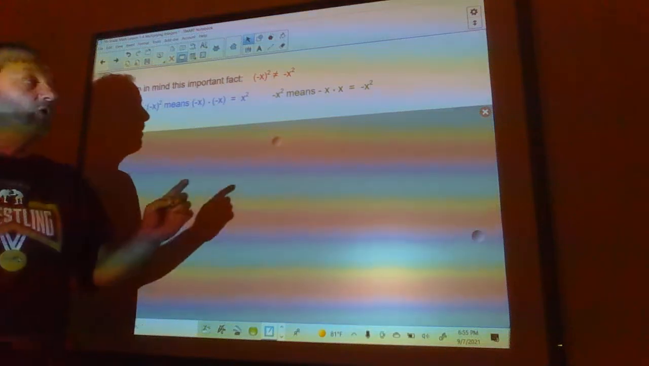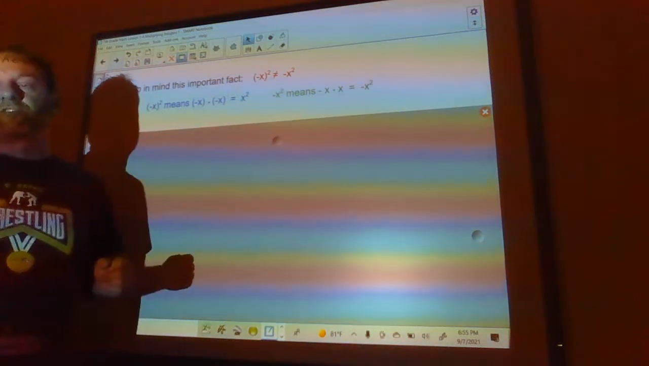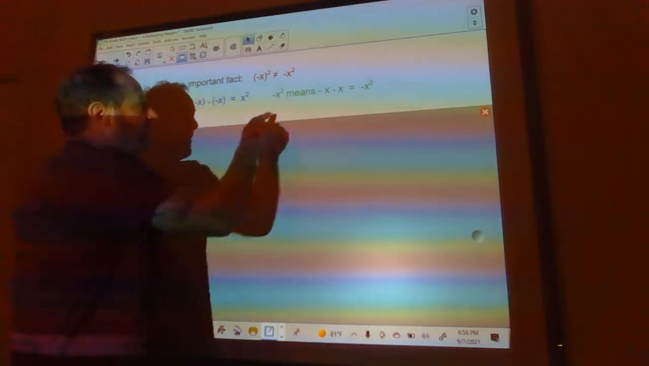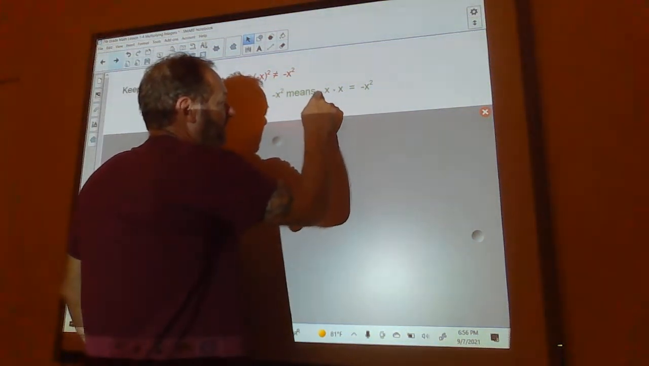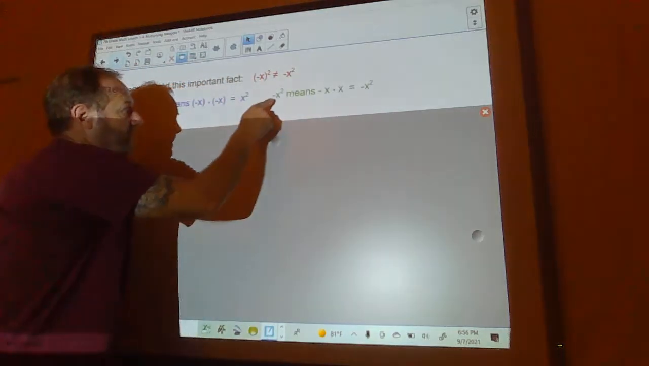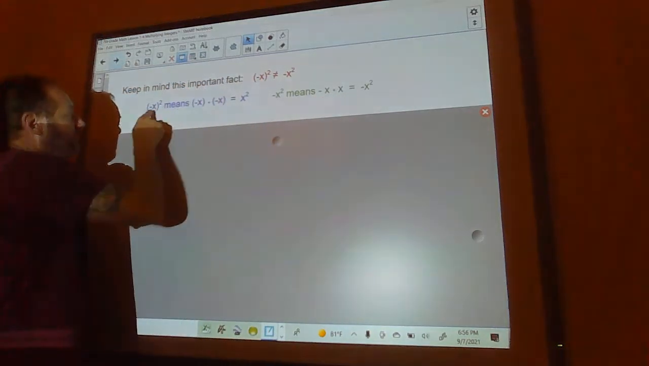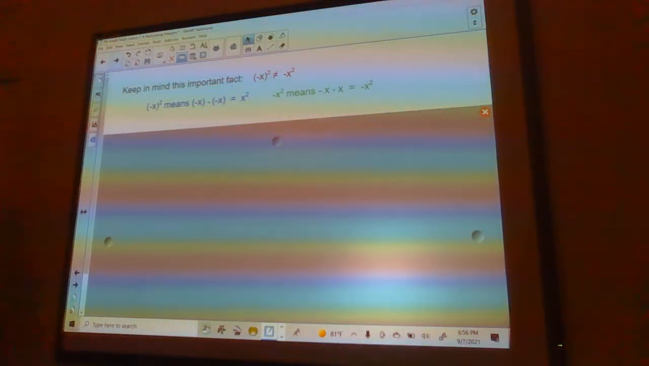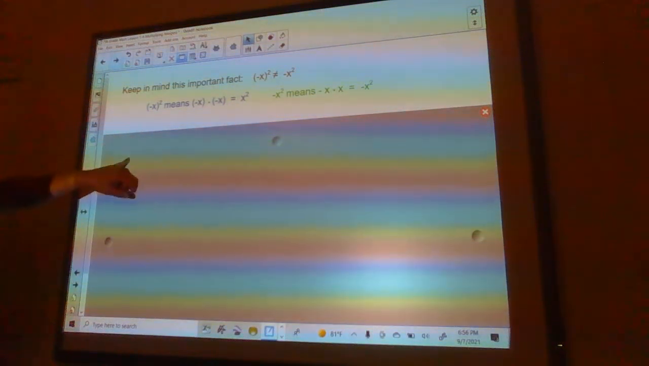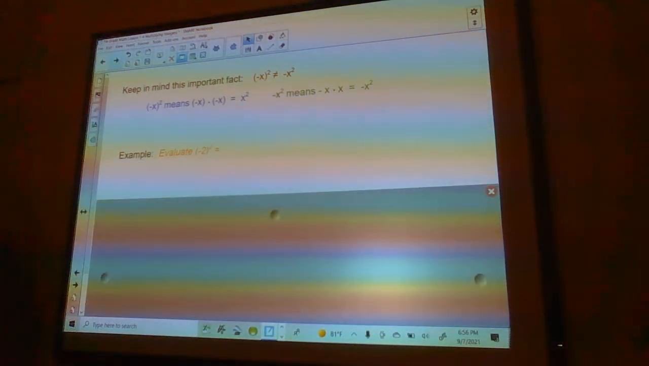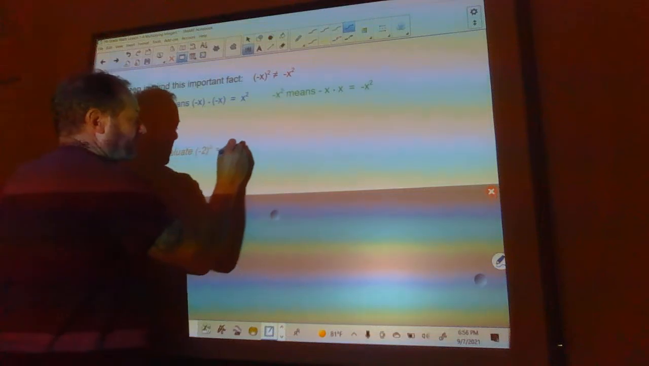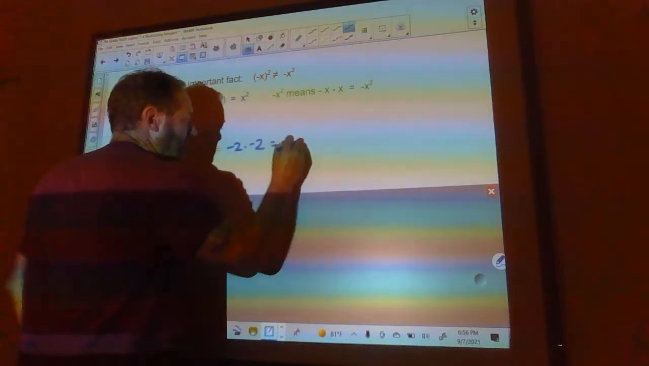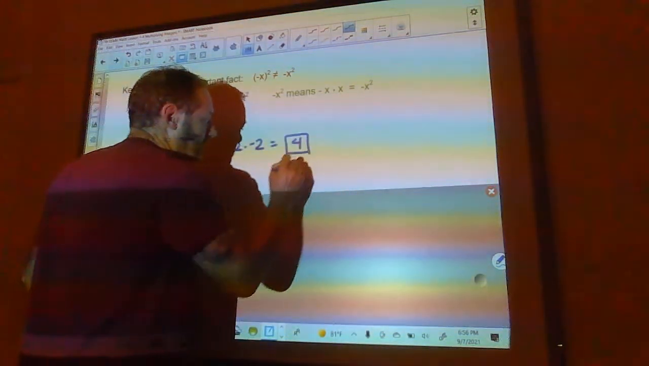See, when you square, you only square what's immediately in front of the square sign. So I'm not squaring the negative here, I'm squaring just the x. So x times x is x squared, and then I put the negative on the front. So this is negative x squared, this is positive x squared. Evaluate negative 2 squared. Well, it should be pretty simple. That's negative 2 times negative 2, which is positive 4.